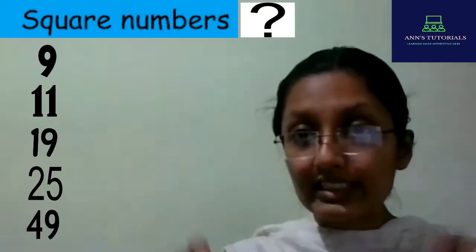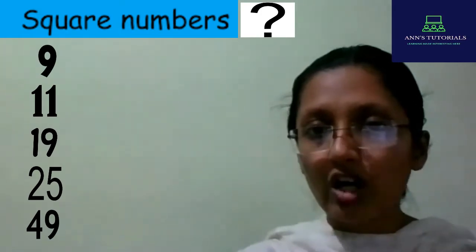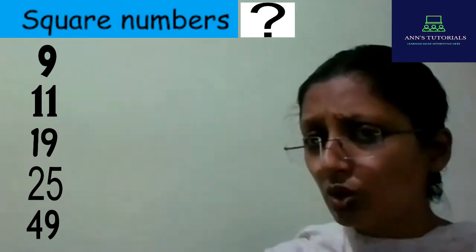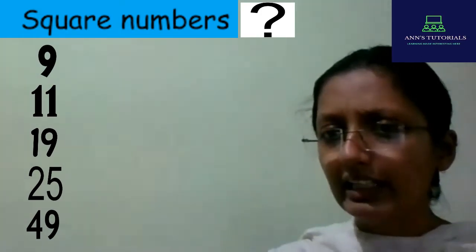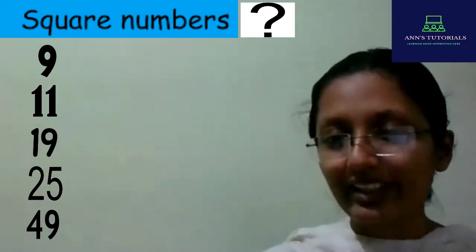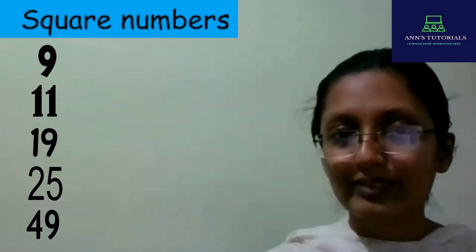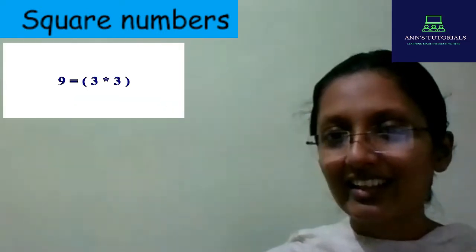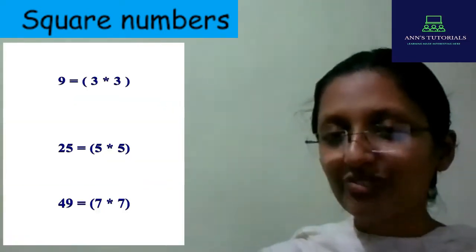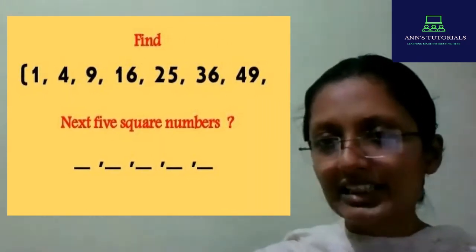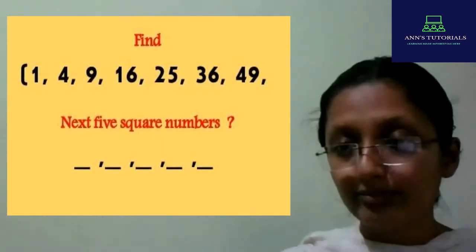Now, let us answer this question. Which of these numbers are square numbers? 9, 11, 19, 25 and 49. The answer is 9, 25 and 49. Here is another task. Complete the next 5 square numbers given here.